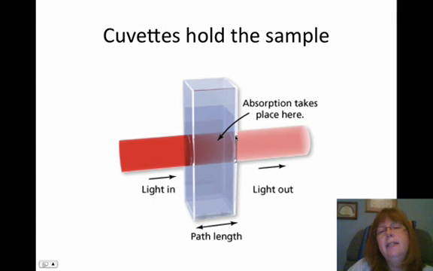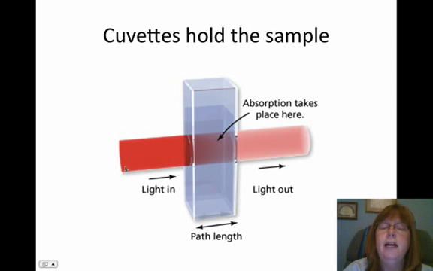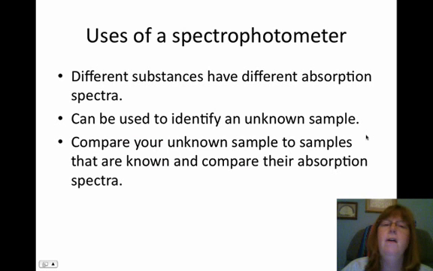Alrighty, so let's go on back. And this is a picture of a cuvette in our sample. You'll fill your cuvette about 3/4 of the way full. You want to make sure that the entire path of light can go through your sample. And so your light is going in, and then your sample will absorb some of the light, and then the light will go out.